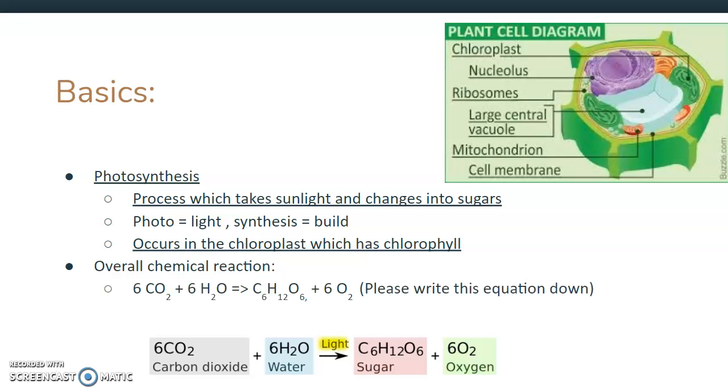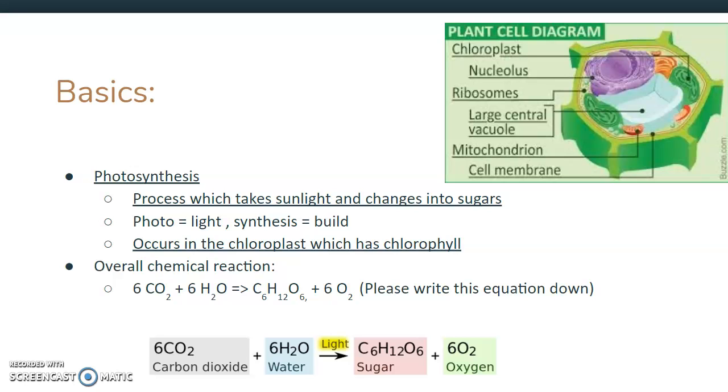We have an overall reaction. If this does look familiar to the one we just showed, our overall reaction is 6 carbon dioxide, or CO2, plus 6 water, or H2O, go to make, with sunlight, sugar, C6H12O6, and oxygen. So I want you guys to write this down. It's an important equation that we're going to be trying to track and follow all the way through.